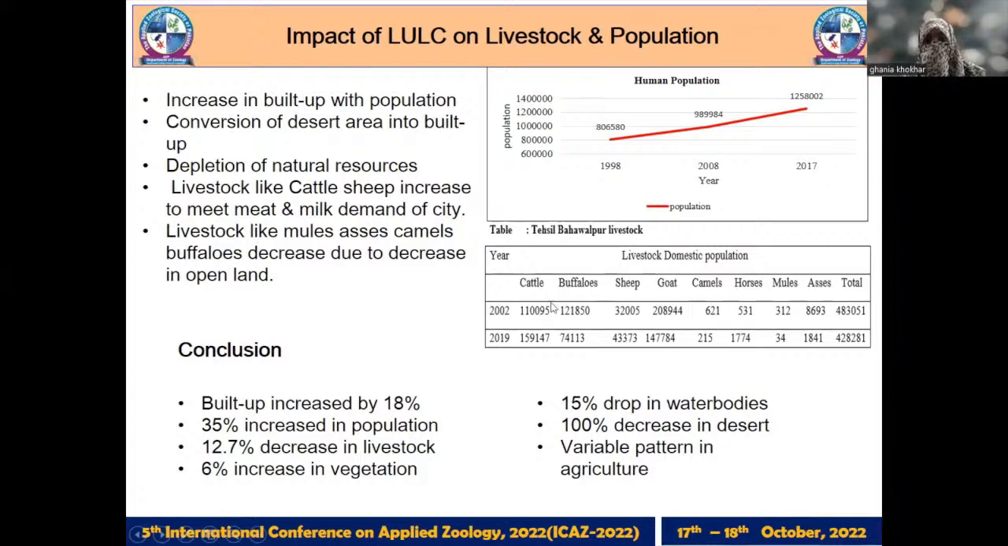The livestock overall has decreased, but there are different trends within the livestock. You can see livestock like cattle and sheep increased to meet the demand of the city. Livestock like mules, asses, camels, and buffaloes have decreased due to the decrease of pastures and open land. The conclusion of this study is that built-up area increased by 18%, population decreased by 35%, and livestock by 12.7%. And there is a 6% increase in vegetation.